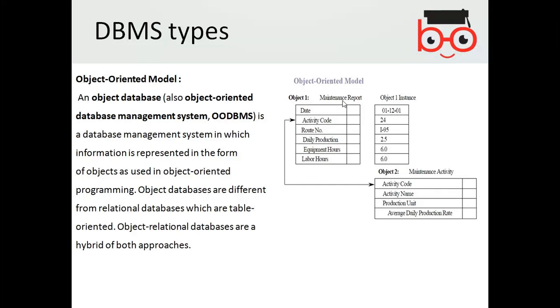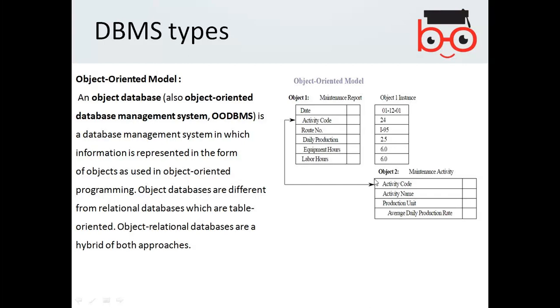For example, if you wanted to create an object of maintenance report, then you could define its attributes like date, activity, route number, daily production, equipment, and so on. And when you create an instance of this object, you are only storing the values. For example, date is 1/12/1, activity code is 24, route number is I-95, daily production 2.5. So you created an object of an entity, and instances are created against those objects.